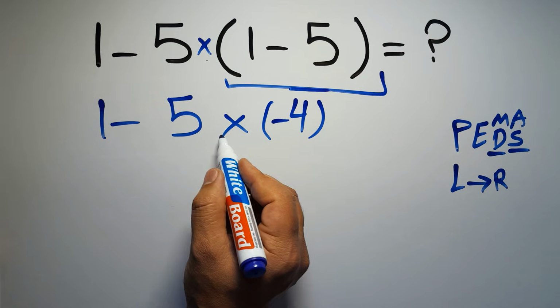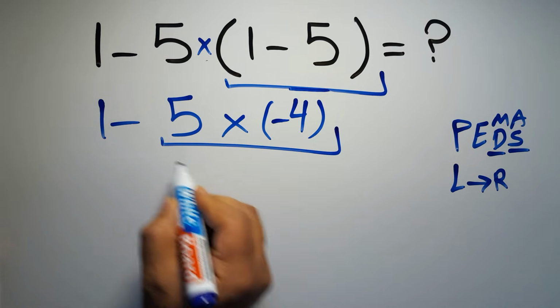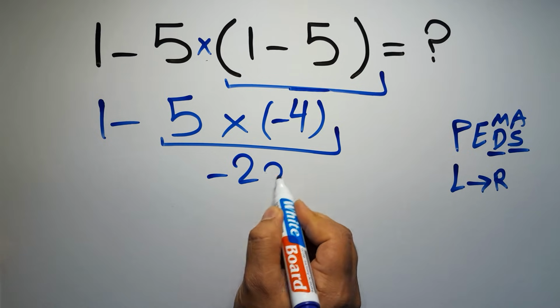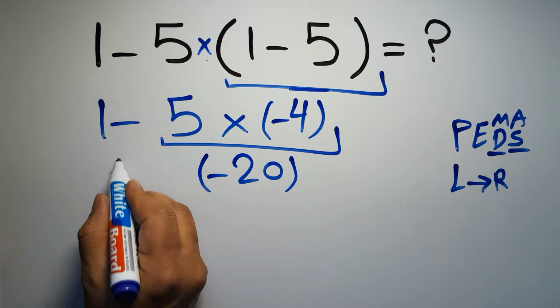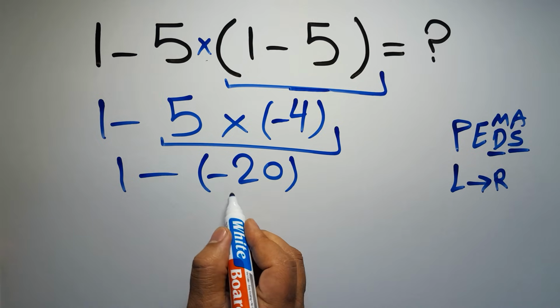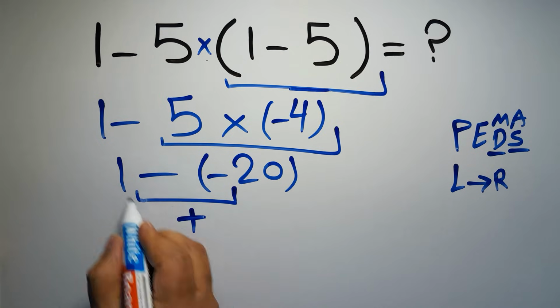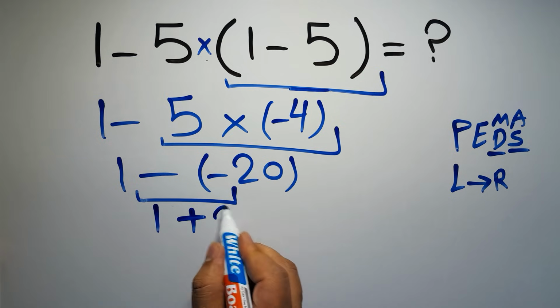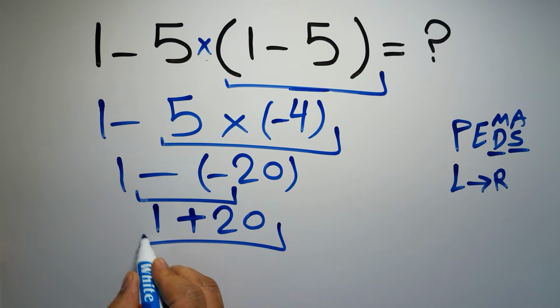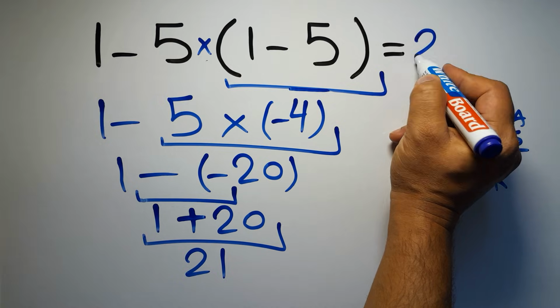So here first we have to do this multiplication. 5 times negative 4 equals negative 20. Okay, so 1 minus negative 20. Now negative times negative gives us positive. So we have 1 plus 20, which equals 21. And this is our final answer to this problem. The correct answer is 21.